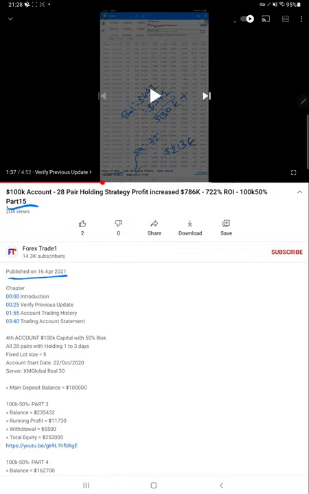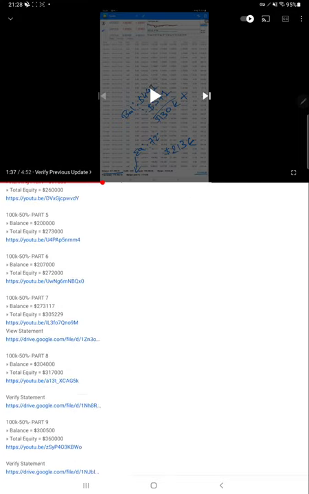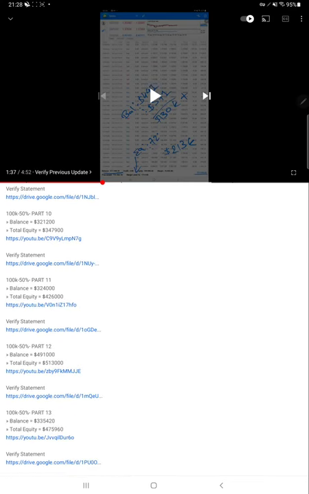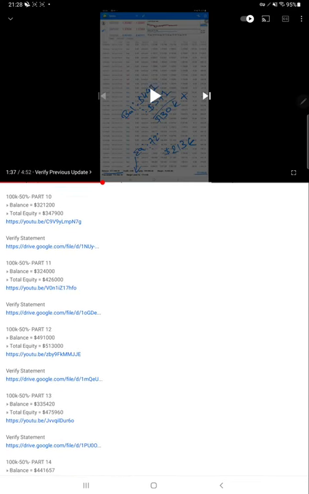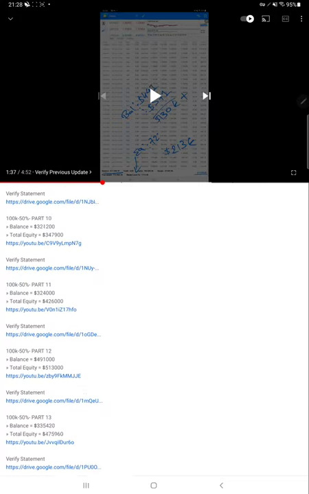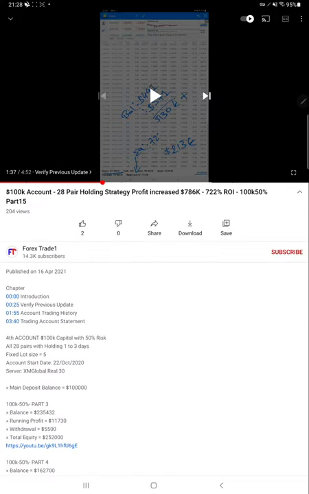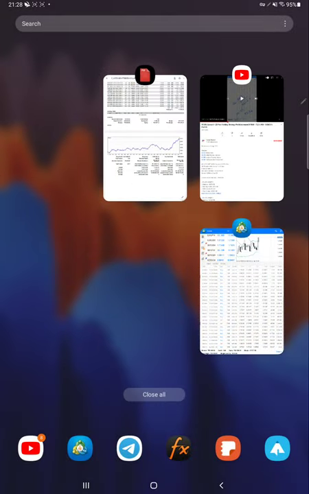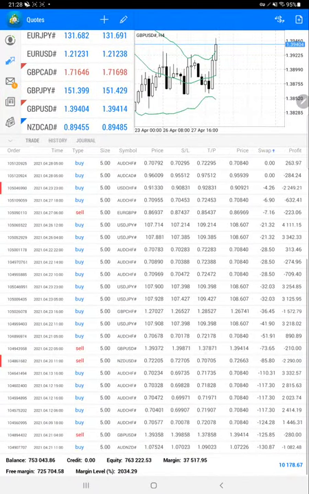So you can scroll and see all the trading account details and how much profit was there and total equity for that account. You can get it in the YouTube description. And the last update was for a balance of 571,000 and equity was around $784,000. So today we will check the current trading account history and what the current profit is.